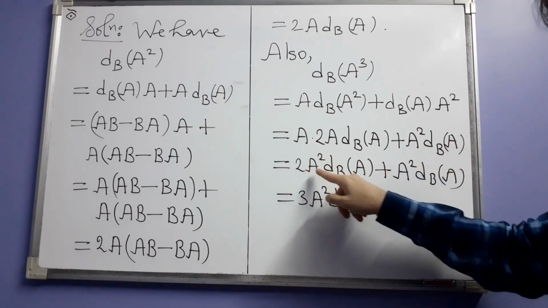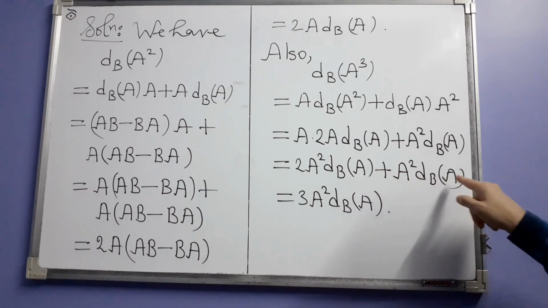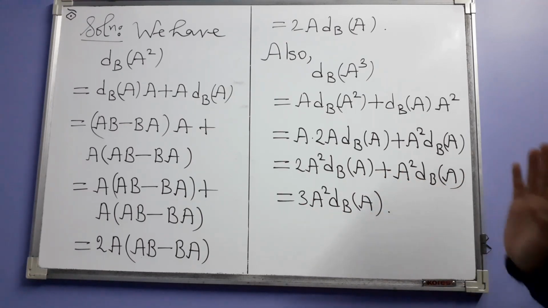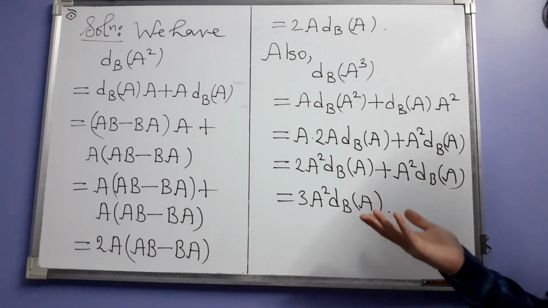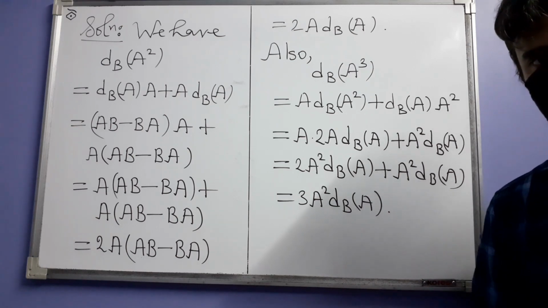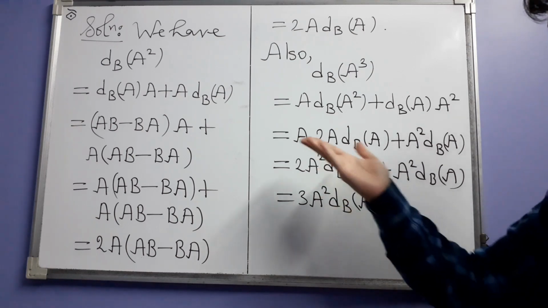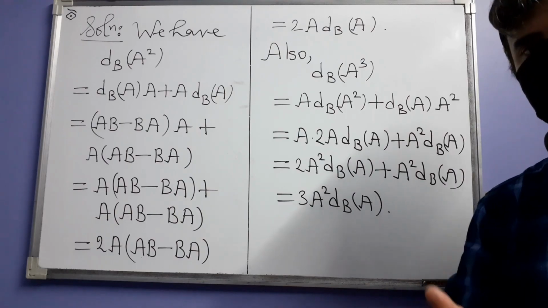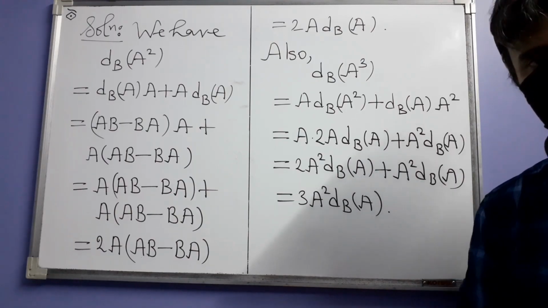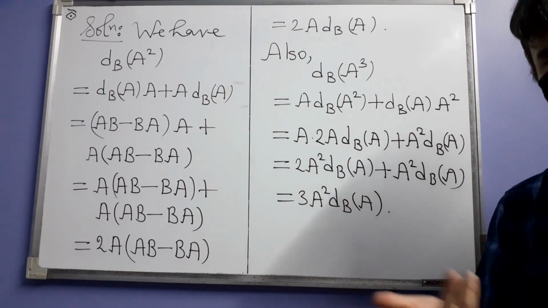Then it becomes 2a square times dB of a plus a square times dB of a. So 3a square times dB of a. So you can see that a pattern is emerging. So you can guess what will happen if you apply dB on a to the power n. So let's see what that is.